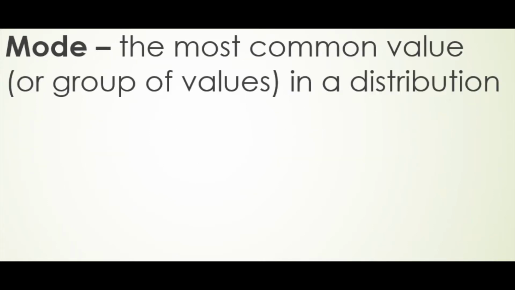And then there's mode. So mode is just the most common value or group of values in a distribution. Mode isn't always going to find the center of a distribution the way mean or median attempts to do. But sometimes mode is the best way of describing the typical member of a data set. And so it's found just by simply looking at what value appears most often in the data set.